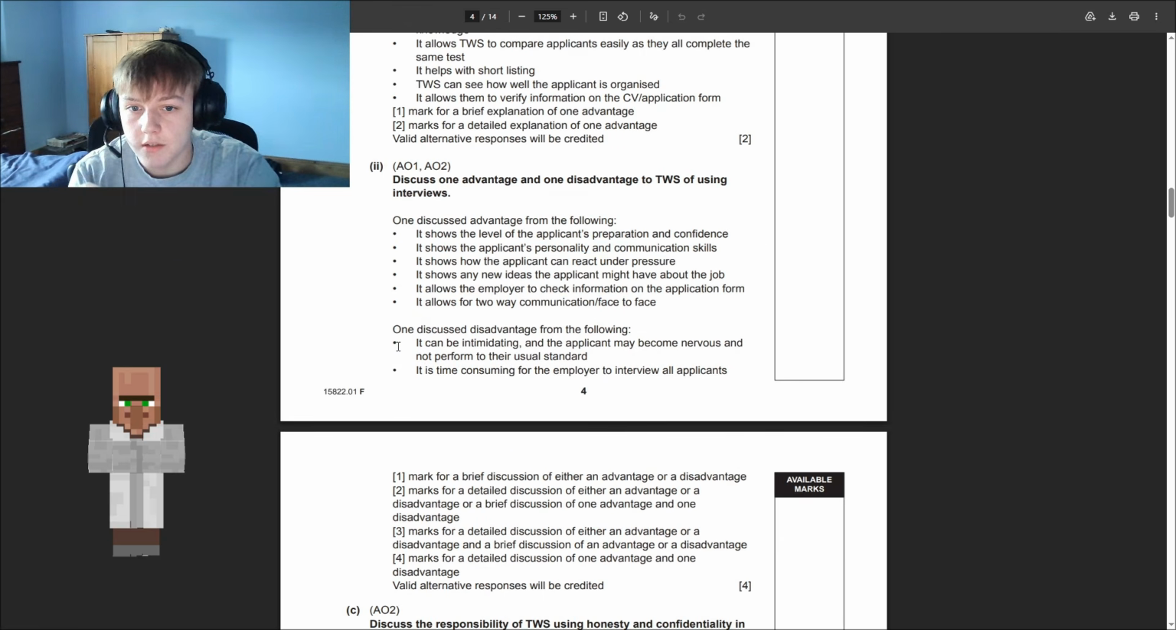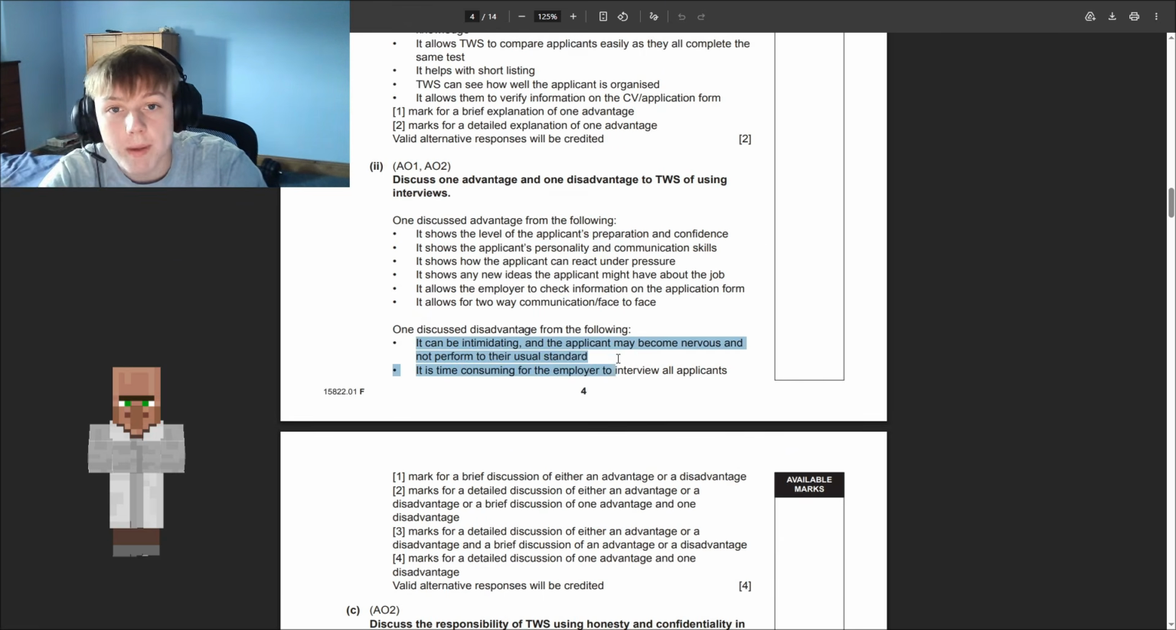However, your disadvantage should be that they may be nervous, and it may be intimidating, because it's a job, and some people feel like it's so important.